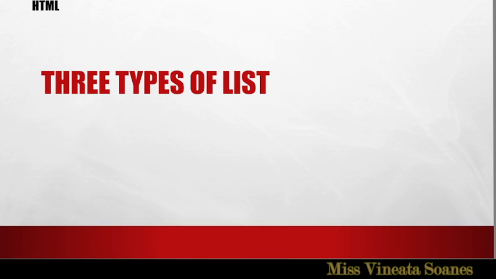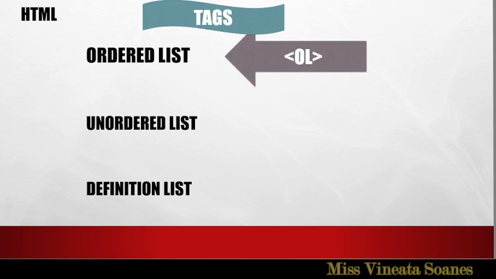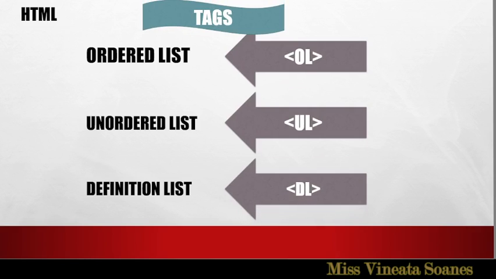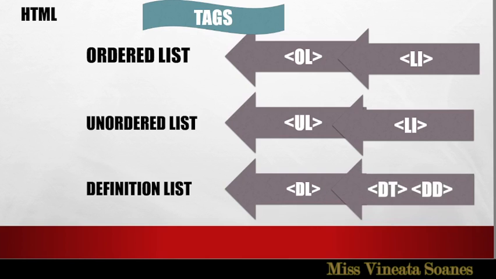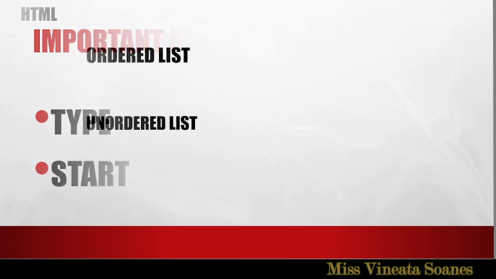There are three types of lists: the ordered list, unordered list, and definition list. The tags associated with them are OL, UL and DL. And of course there are more tags under them. Under OL we have LI, and in UL we have the same LI. In DL we have two tags associated with it, DT and DD. And also the important attributes, type and start.